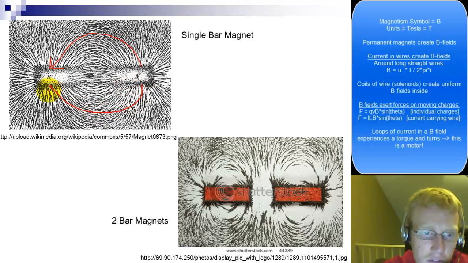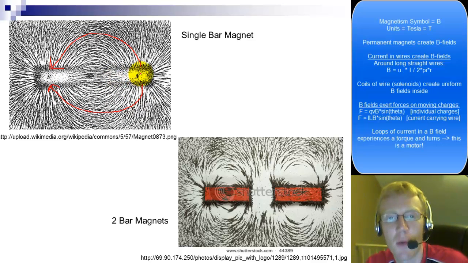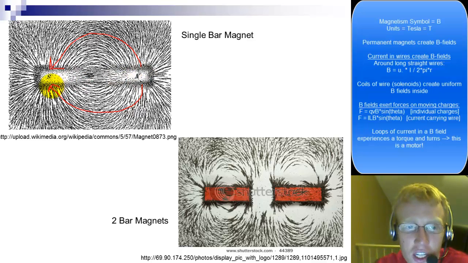And an interesting difference between magnetic field lines and electric field lines is, with the magnetic field lines, they're actually continuous loops. So they continue inside and they come around. Again here, this one continues inside and comes around.